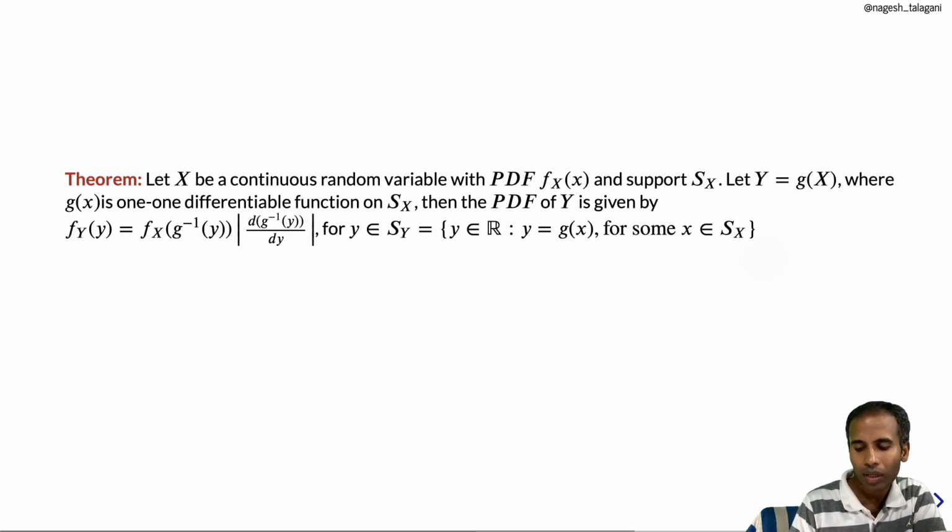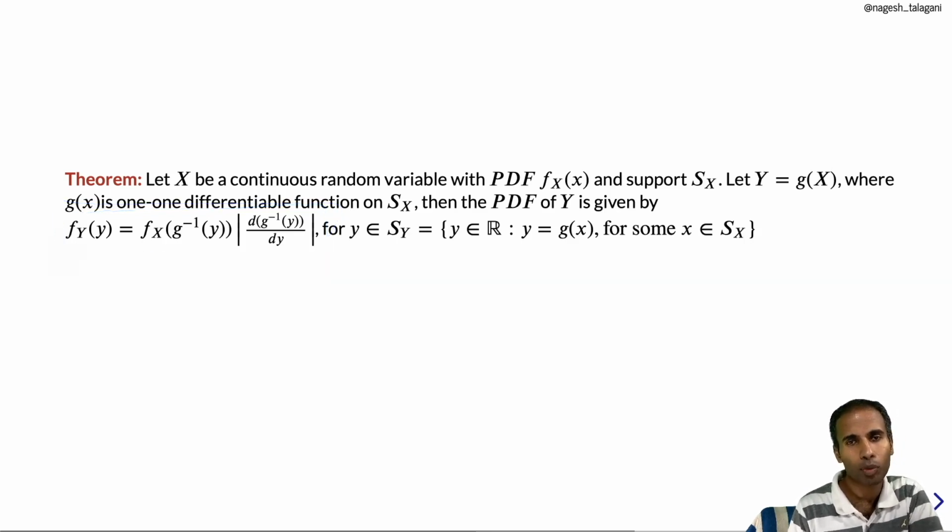Whenever we have a transformation Y equal to g of X, where g is a one-to-one differentiable function on S_X, then the PDF of Y can be obtained like this: f_Y of y equal to f_X of g inverse y times the modulus of the derivative of g inverse y with respect to y. This is how we can obtain the PDF of Y.